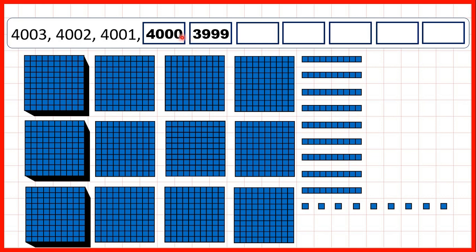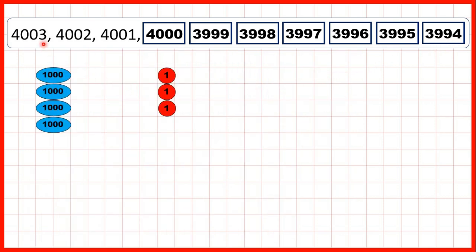So we were taking one away, but because our ones digit was a 0, and our tens digit a 0, and also our hundreds digit, that meant that our thousands digit needed to change as well, because we needed to exchange. So then we can continue counting back, taking away 1 each time until we get to 3,994. We can also show the counting here using place value counters.